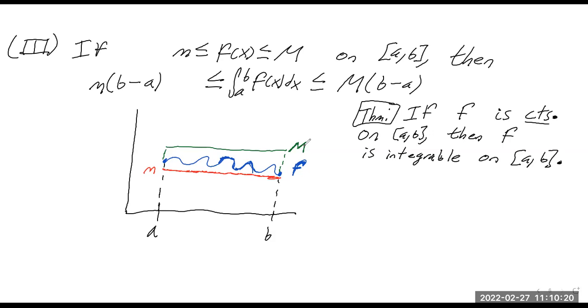Now I'm going to take some areas here. So this area I'm shading in red, this is all the area underneath the little m. This blue is going to be all the area underneath f. And this green is going to be all the area under that big M.